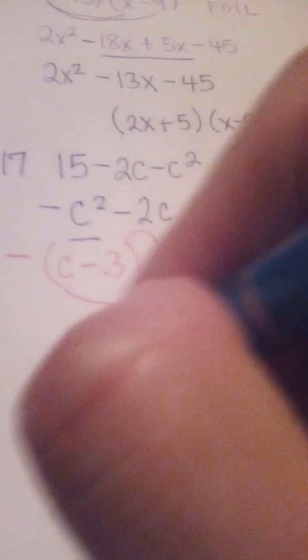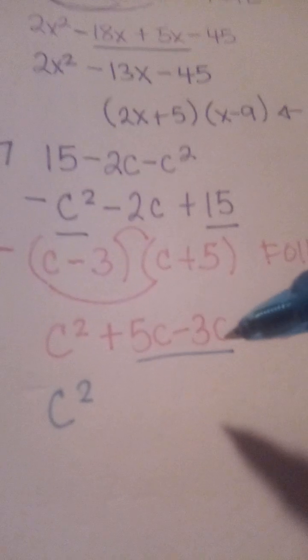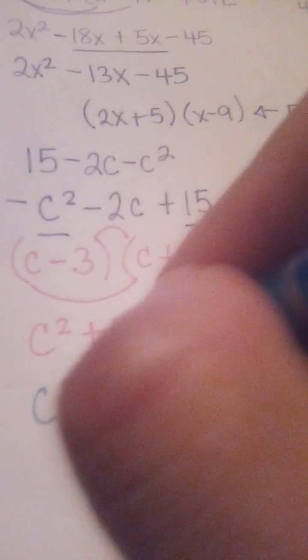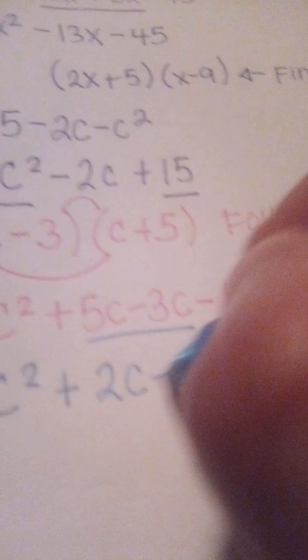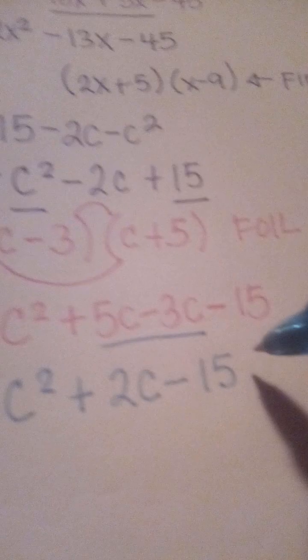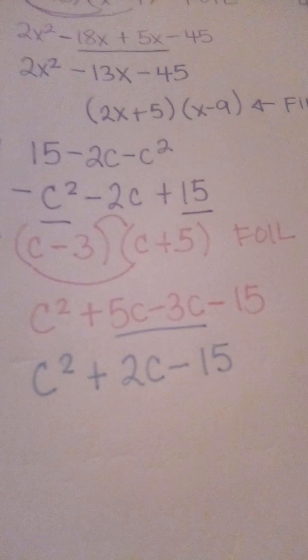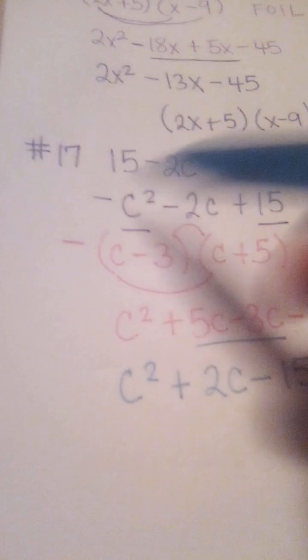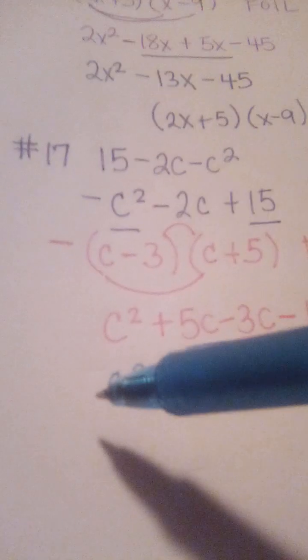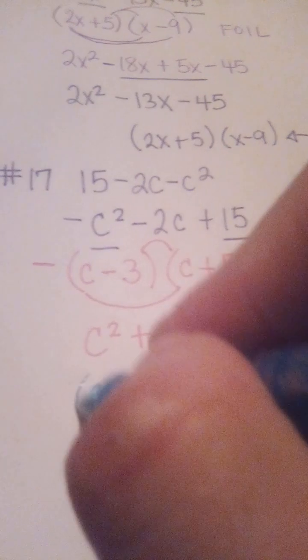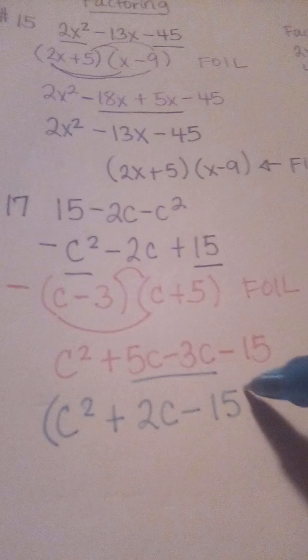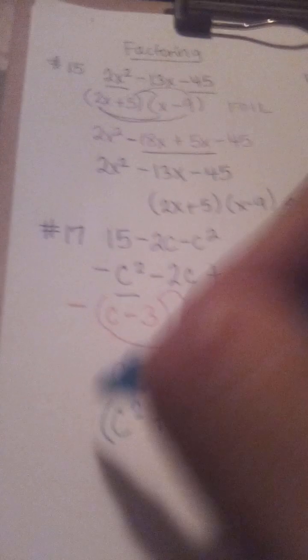And we could rewrite C squared, 5C minus 3C gives us a positive 2C and negative 15. Are we done yet? No. I'll tell you why. You remember the negative in front of the C squared? That's part of the problem. So in order to make this work, you had to put parentheses around this final result and put the negative outside like this.